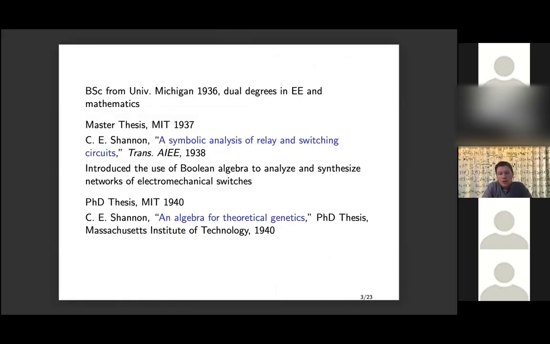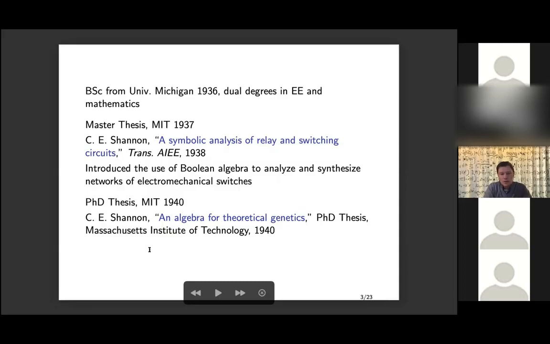of all times, because what he did in his master thesis at MIT was to explain how Boolean algebra can be used to analyze and synthesize, well, at that time, it was electromechanical switches. Nowadays, we use this for purely digital circuitry, to analyze digital circuitry, you know, AND and NAND and XOR gates and so on. And all of us who have a background in computer science or electrical engineering have studied how you use Boolean algebra for combining bits into digital circuitry. So the guy behind this is Shannon, and he did this already in his master thesis.